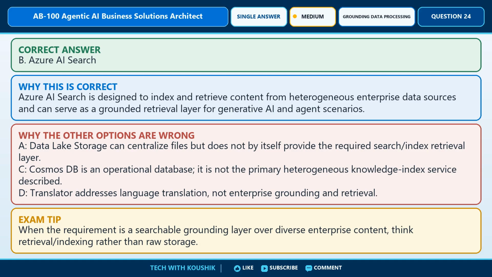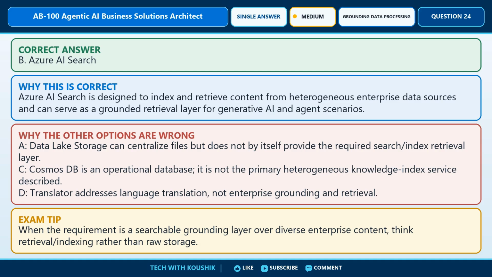The incorrect choices are plausible, but unsuitable. A. Data lake storage can centralize files, but does not by itself provide the required search/index retrieval layer. C. Cosmos DB is an operational database. It is not the primary heterogeneous knowledge index service described. D. Translator addresses language translation, not enterprise grounding and retrieval.